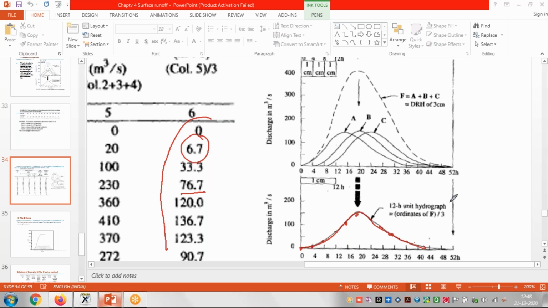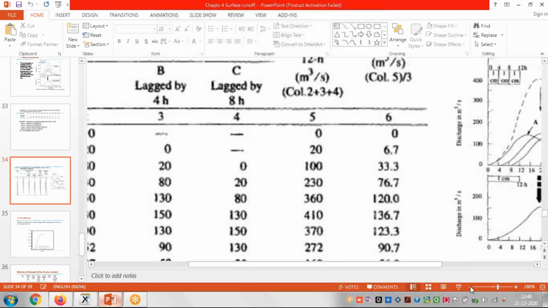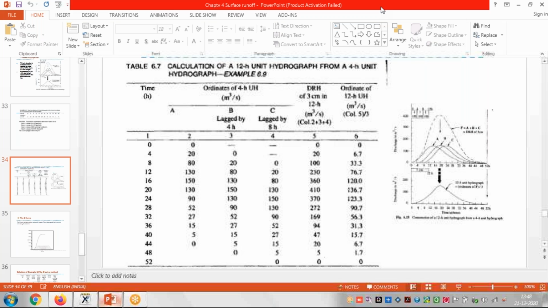So this graph will be what? This graph will be the 12-hour unit hydrograph. Is this okay or not? If it is not clear, again I will tell you this problem. Don't worry if you have any doubt, because this is very important, right? Is this okay? All of you, is this okay?